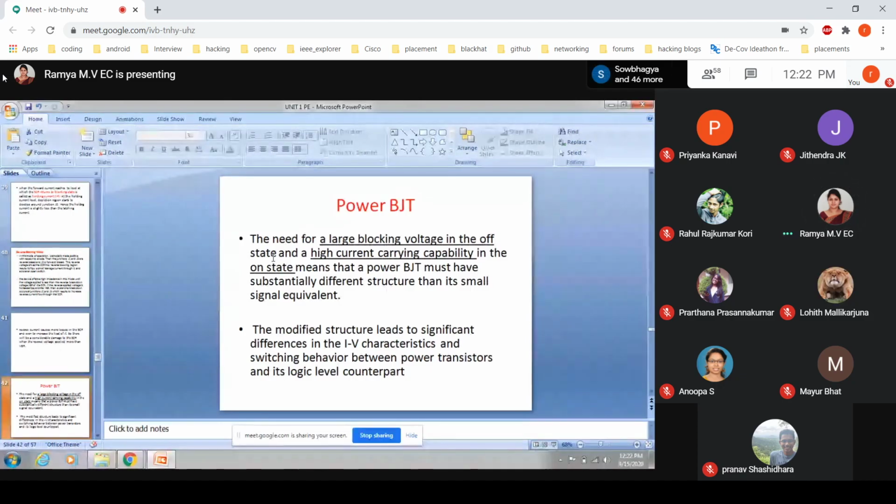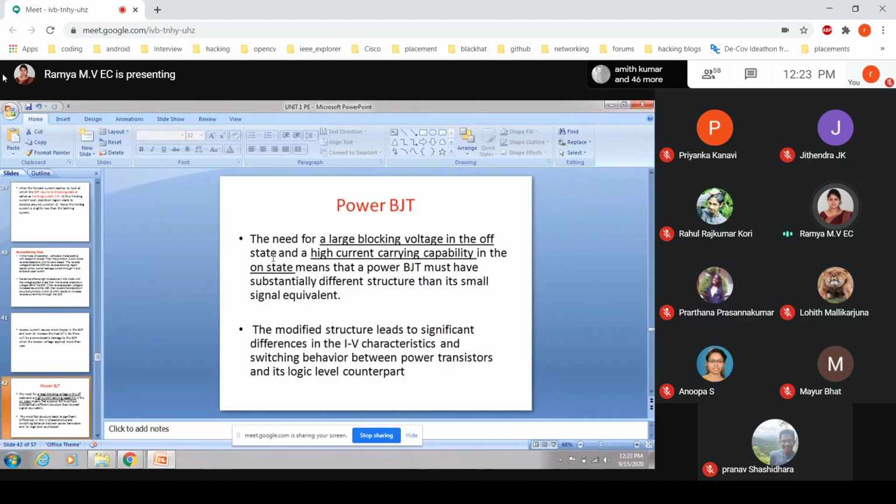Applications of the power BJT will be as a switch in the power electronics subject. We will not be using it as an amplifier. The need for a large blocking voltage in the off state and a high current carrying capability in the on state means that a power BJT must have a substantially different structure than its small signal equivalent.